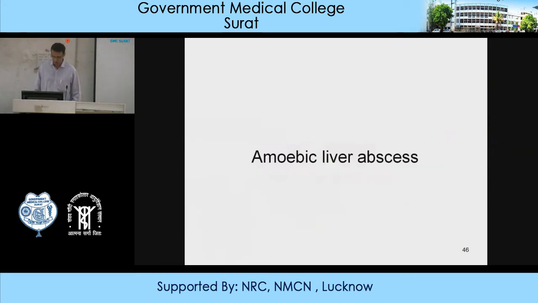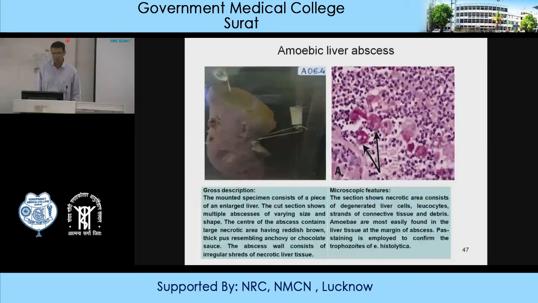Now, amoebic liver abscess. See, here there is a gross and microscopic examination of amoebic liver abscess. The gross specimen consists of a piece of enlarged liver. The cut section shows multiple abscesses of varying size and shape. The center of the abscess contains a large necrotic area having reddish brown thick pus resembling anchovy or chocolate sauce. The abscess wall consists of irregular threads of necrotic liver tissue.